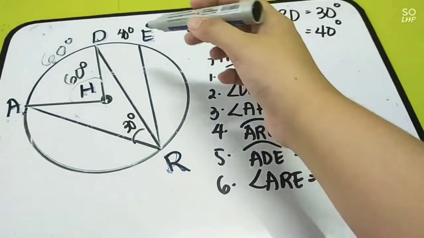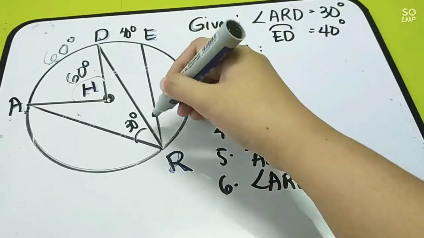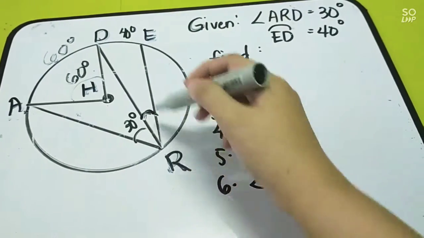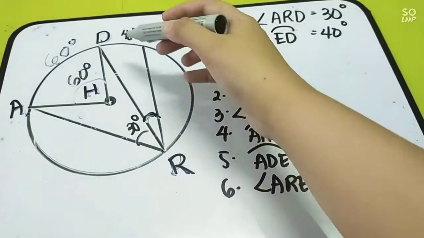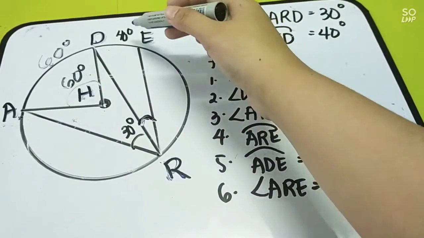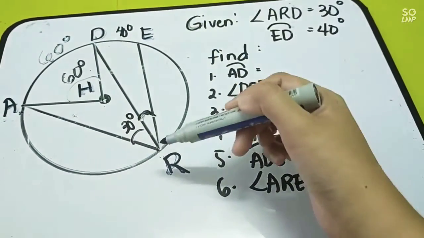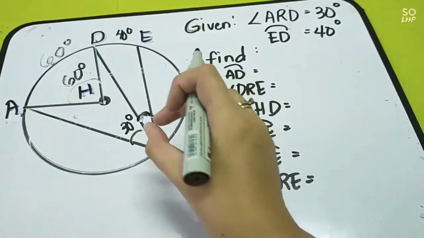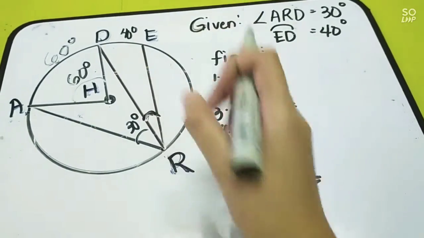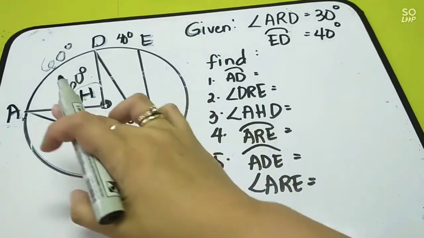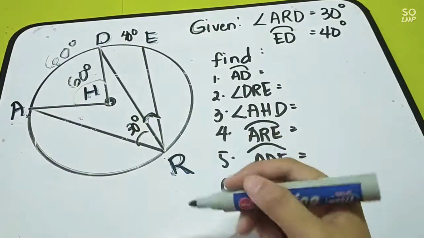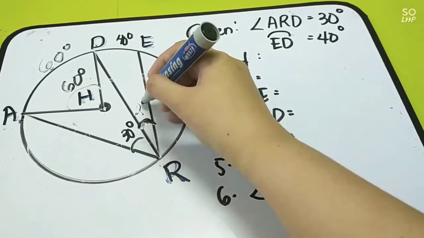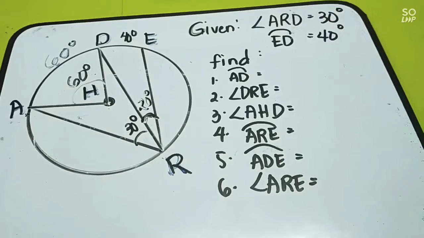Next, arc ED is 40. Then, here we can get the half, the angle DRE. Since this is 40 degrees, we go the opposite way. So, 40, you divide by two, because the inscribed angle must always be smaller than its intercepted arc, unlike the central angle, which is always equal. Okay? So, this one is 40 divided by 2. The answer here is 20 degrees.